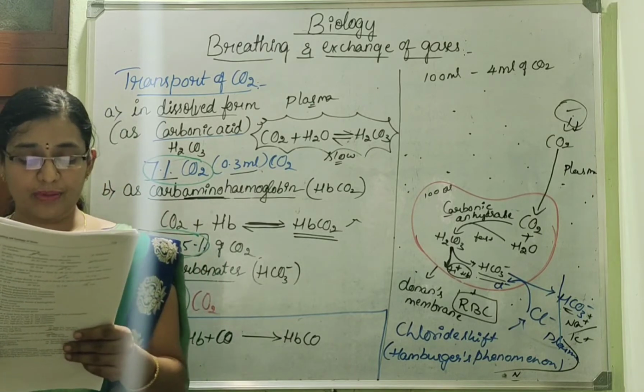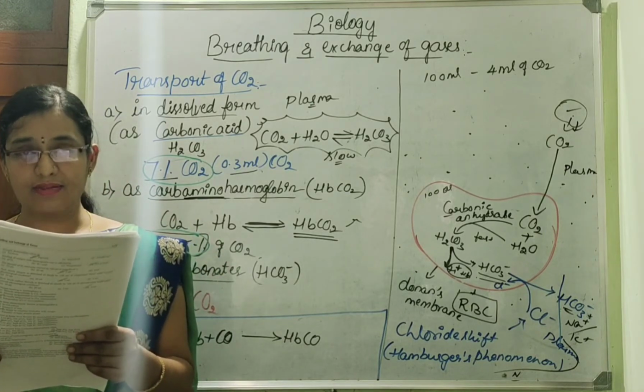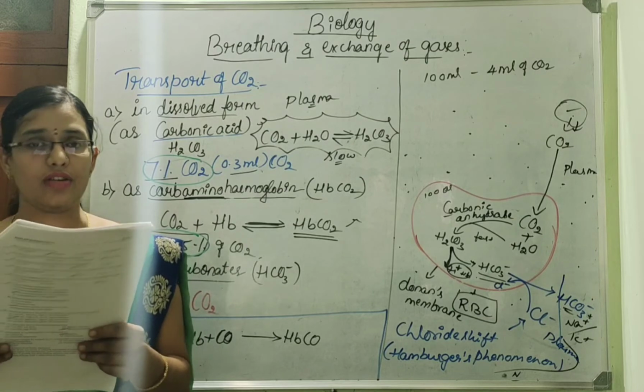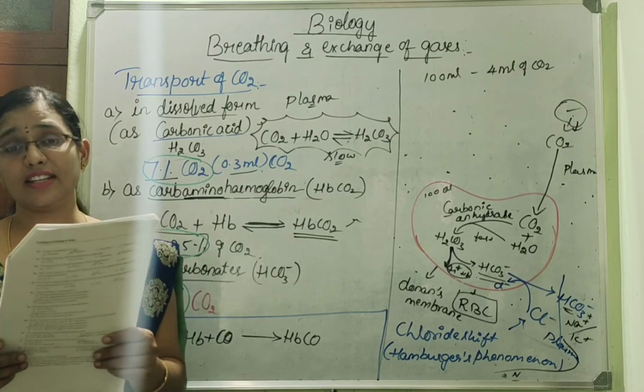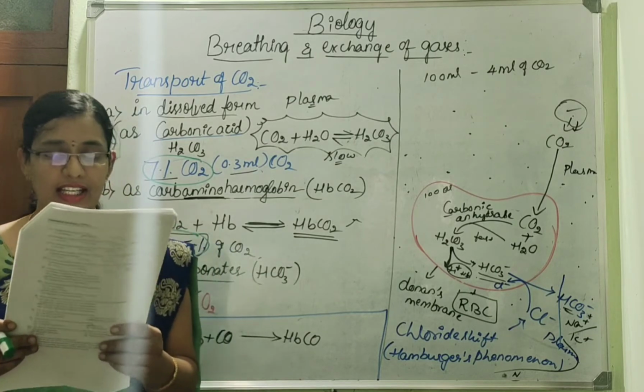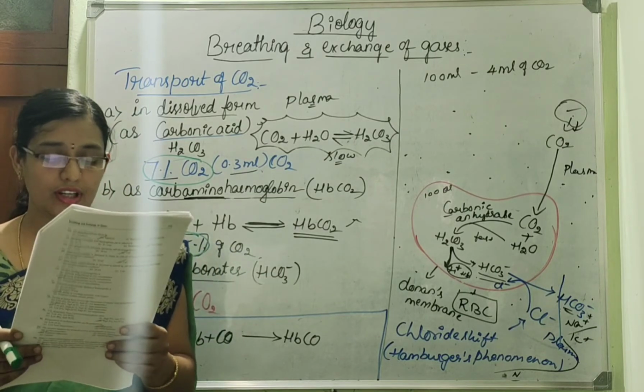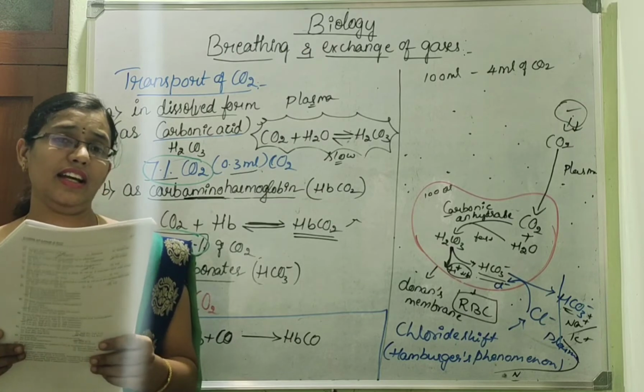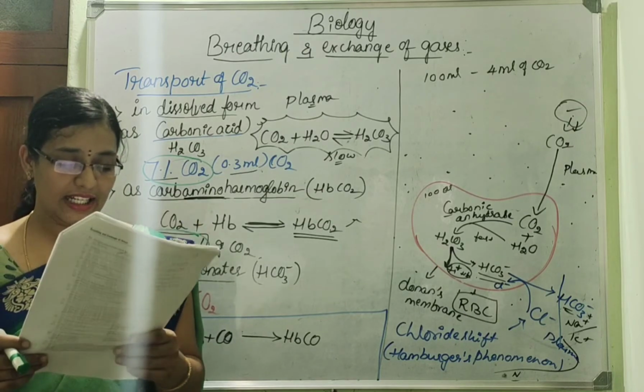Each molecule of hemoglobin can carry a maximum of dash molecules of oxygen. How many molecules can it carry? Option A, 1; B, 2; C, 3; D, 4. So how many molecules can it carry? Up to 4. Option D.